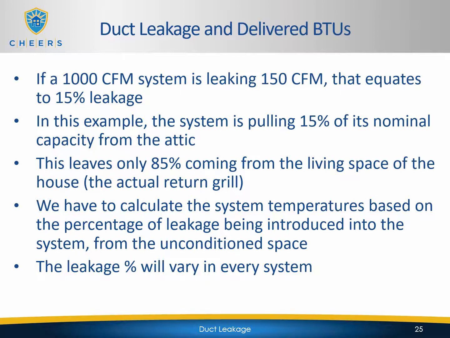So if a 1000 CFM system is leaking 150 CFM, that equates to 15% of leakage. In this example, the system is pulling 15% of its nominal capacity from the attic. This leaves only 85% coming from the living space of the house, which is the actual return grill. We have to calculate the system temperatures based on the percentage of leakage being introduced into the system from the unconditioned space. And the leakage percentage will vary in every system. We're just using these numbers as an example.